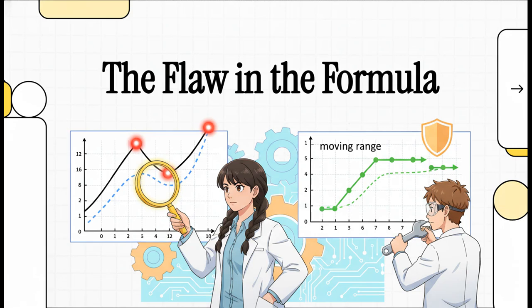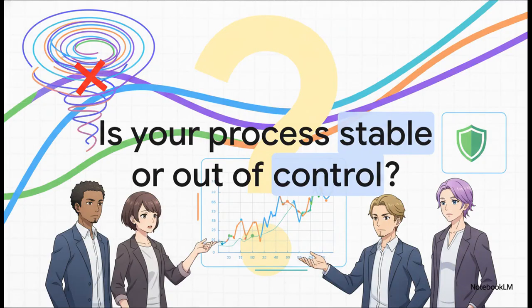All right, let's talk about a statistical formula that a ton of us use without even thinking twice. But what if I told you it has a hidden flaw? A flaw so significant that it can actually lie to you, hiding the very problems it's supposed to help you find. Let's dive in.